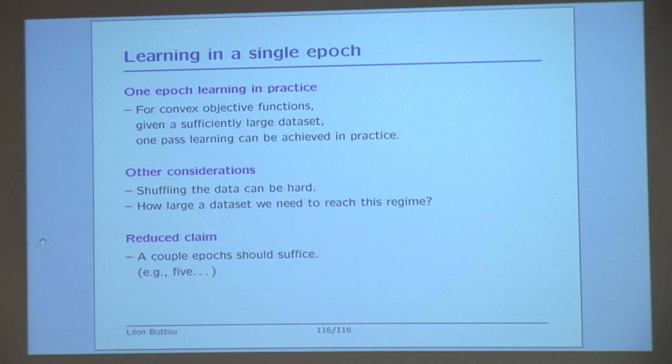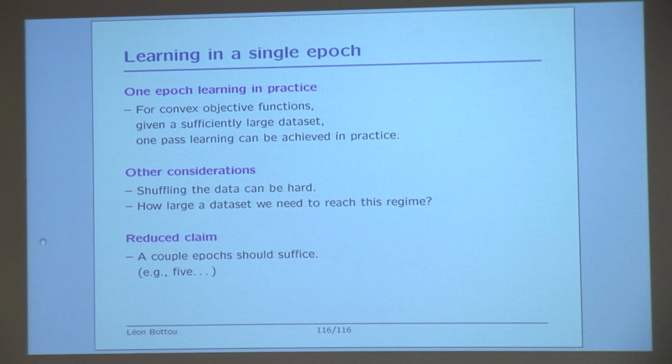So, learning in a single epoch. One epoch learning in practice. For a convex objective function with a sufficiently large data set, it's doable. Sometimes I want to be provocative. You don't need complicated hashes, you don't need to load things in memory. Just pull them from the disk and throw them away. Go once on the data, you're done.